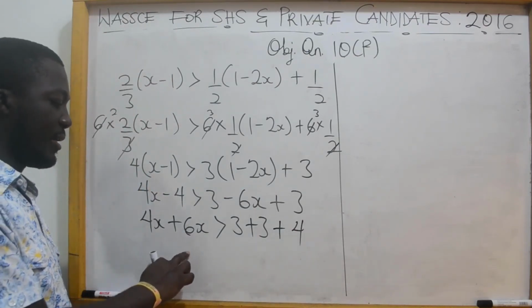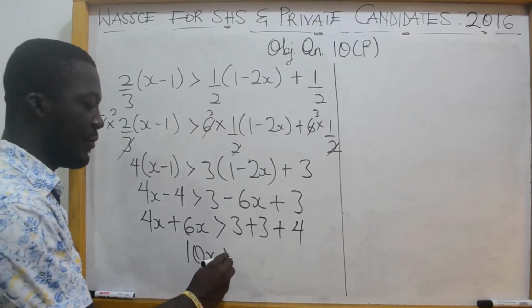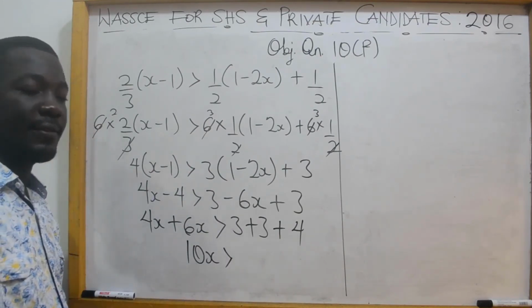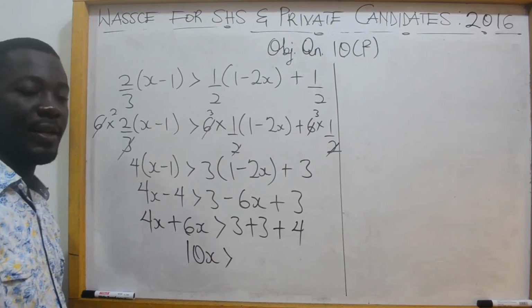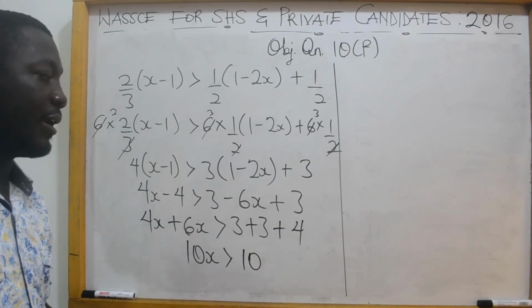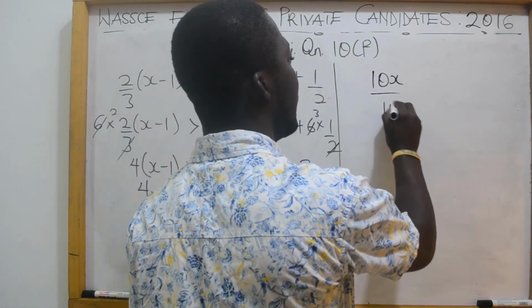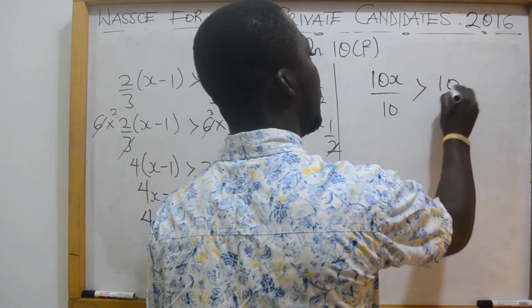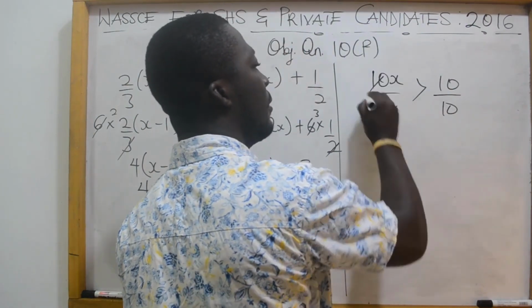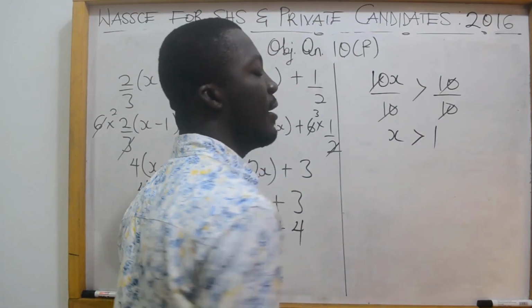4x plus 6x is 10x. So greater than 3 plus 3 is 6 plus 4 is 10. So to find the value of x, we divide both sides by 10. So the value of x is greater than 1.